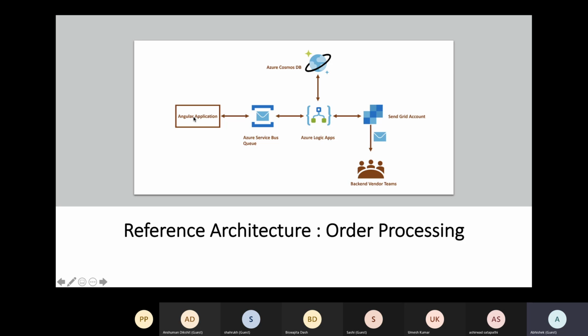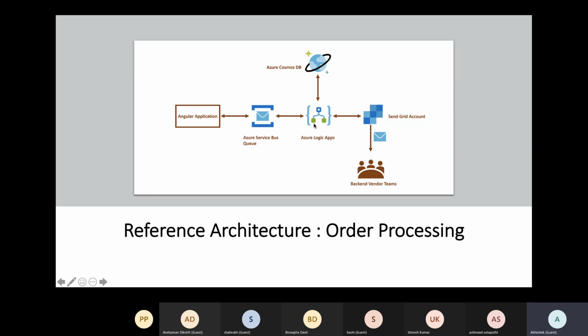So from the Angular application, one thing to note here: Azure Logic Apps is a serverless service. It can scale, but I need to control the scaling, or bring discipline to the way the Azure Logic App scales. That is why I have the Azure Service Bus queue here. The Angular application will ingest all the requests into this Azure Service Bus queue, and this Azure Logic App will pick up the items from the queue and process them.